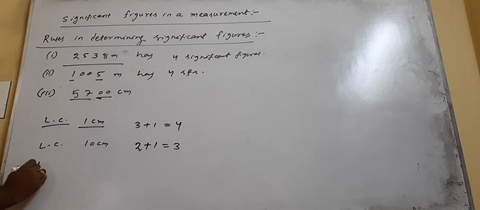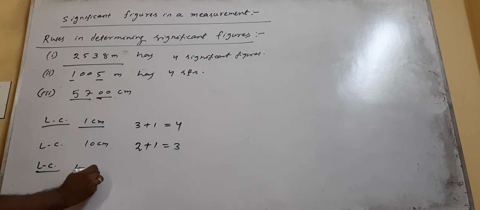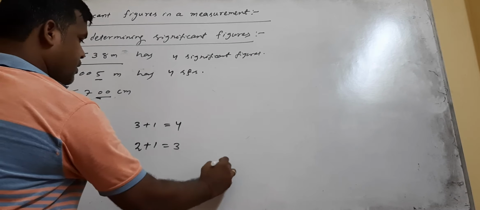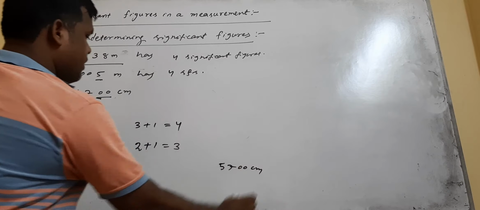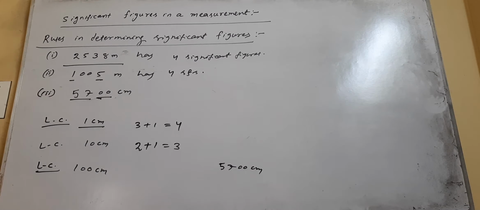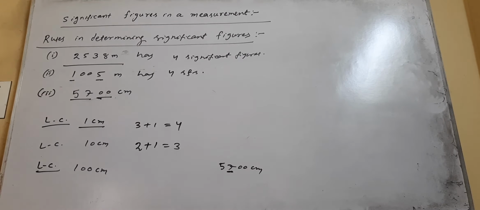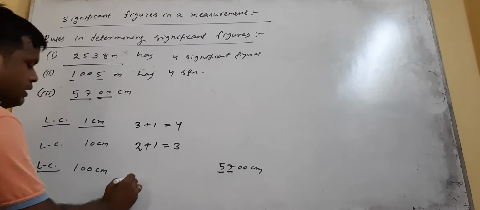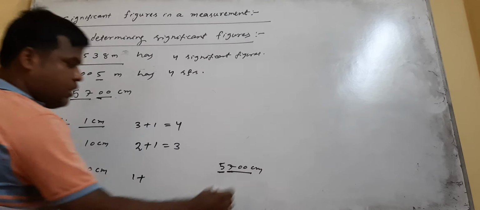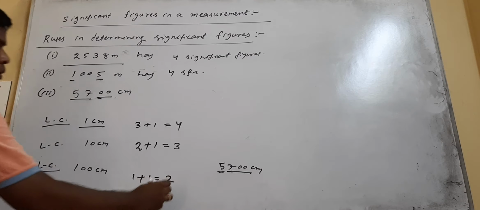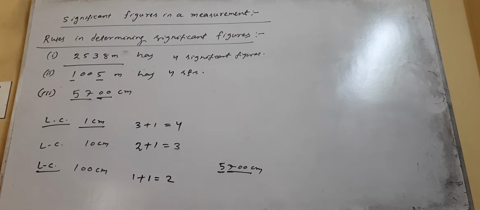If the least count is 100 centimeter, you see, 5700 centimeter, here the uncertain digit is this one, 7. That means here you have 1 certain digit and 3 uncertain digits, but you have to take 1 uncertain digit. So the number of significant figures will be 2.